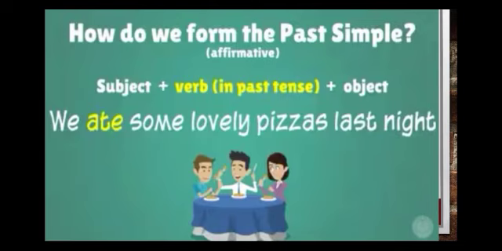Now look at the example. We ate some lovely pizzas last night. So over here, we is the subject. We are talking about we, so we is our subject. Ate is the verb that we are using. It is in second form. It is the second form of eat. So we ate what? We ate some lovely pizzas. So some lovely pizzas is our object. And last night is a clue word. It shows that the action of eating those lovely pizzas was performed in the past.